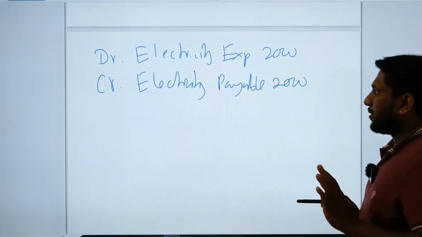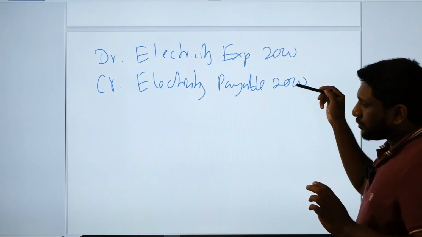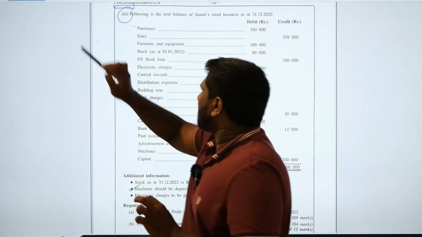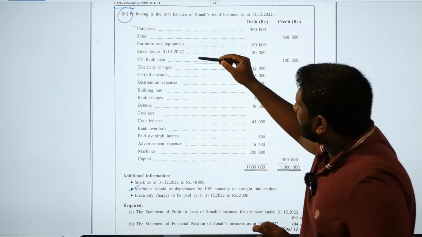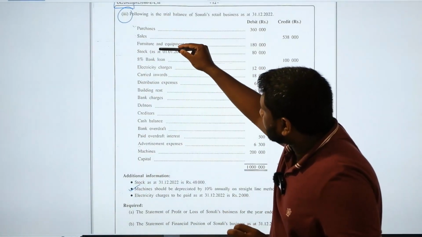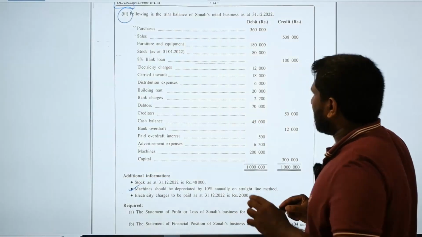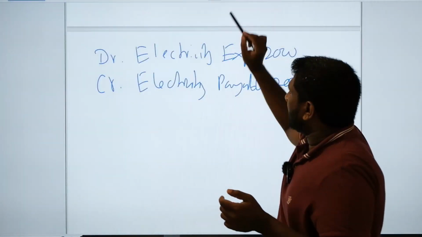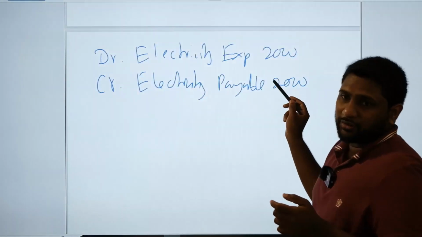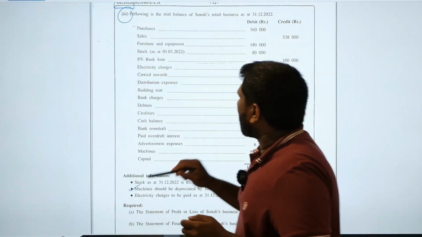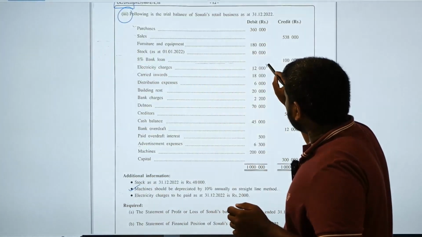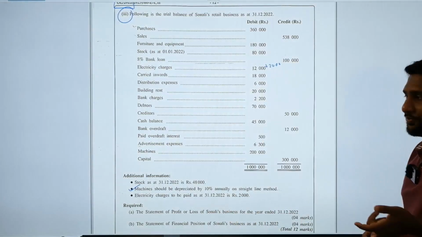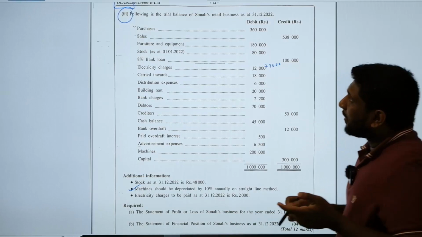Simple as that. Now you go and check whether these two items are available in your trial balance. Let's see. Do you have electricity? Let's see, electricity charges. They have given 12,000 as debit. Here, electricity expense debit 2,000, so I'll go and add 2,000. Here I am doing the pencil adjustments. You can do these things in pencil, and next we have to record it.